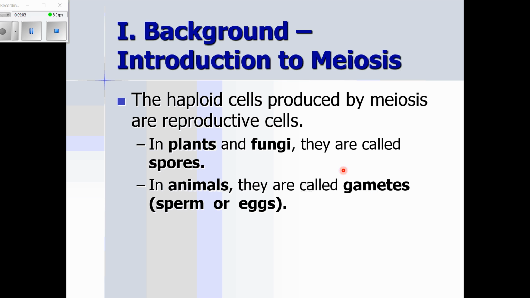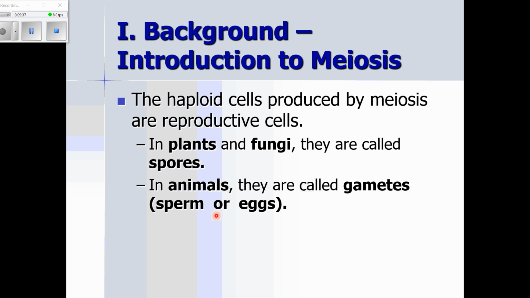Now, if you're wondering what is the difference between a spore and a gamete, they're both reproductive haploid cells. But the difference is a spore is a single cell that can divide by mitosis to grow into an adult on its own. It does not have to fuse with another spore. Whereas a gamete, a sperm or an egg, they have to fuse with another gamete.